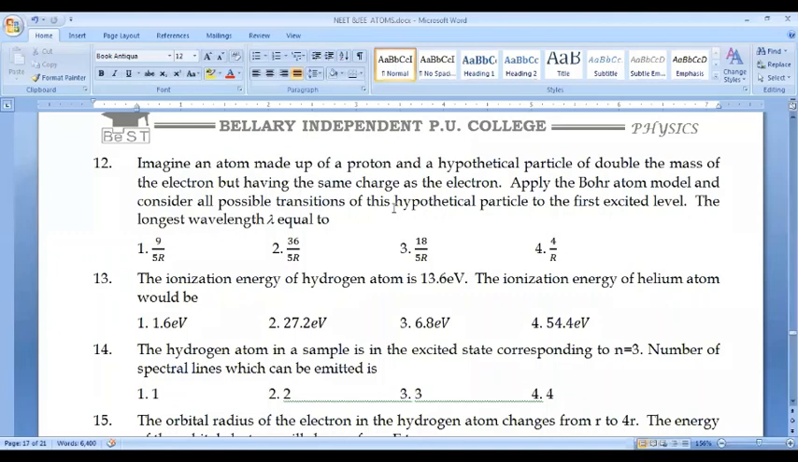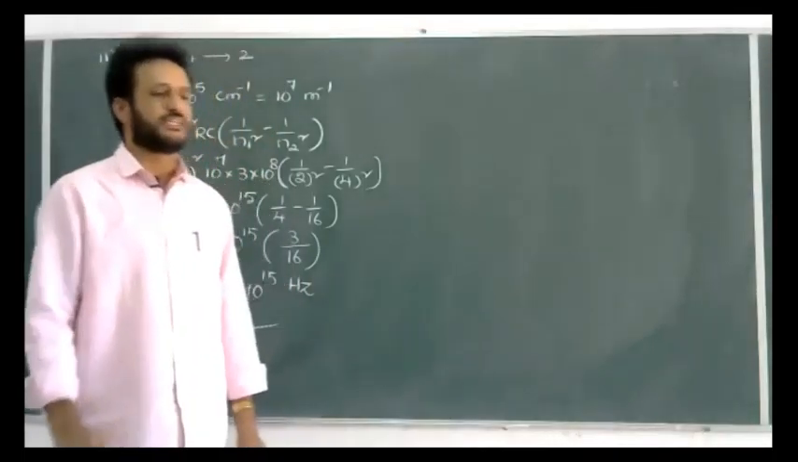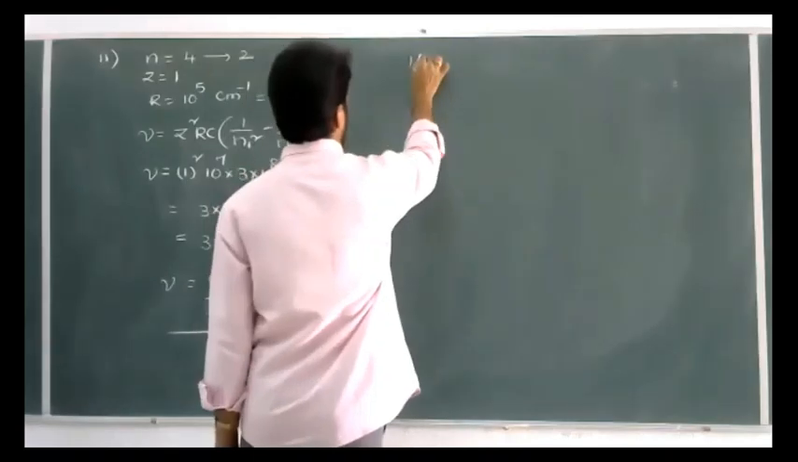Apply the Bohr's model, and consider all the possible transitions of this hypothetical particle to the first excited level. The longest wavelength lambda equal to, that is the question. Question number 12.